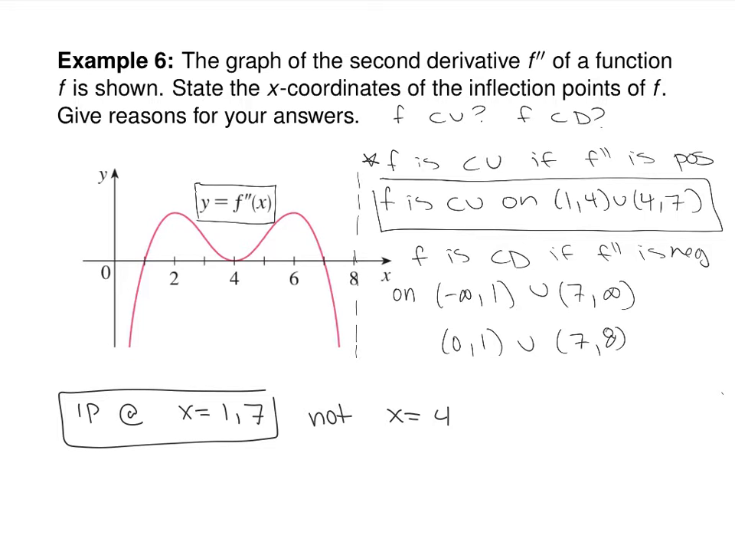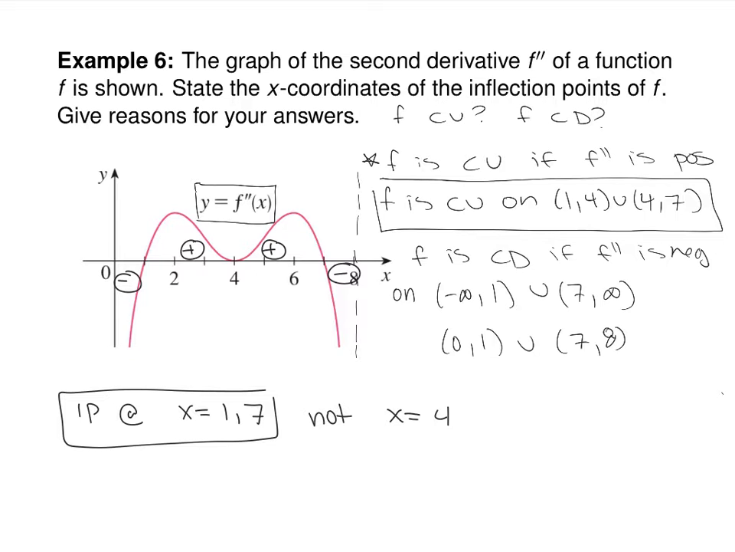Because it's the F prime prime. F prime prime sign would have been negative, positive, positive, negative. And there's no sign change at 4. Could you argue for 3 and 5? That's what I was thinking.